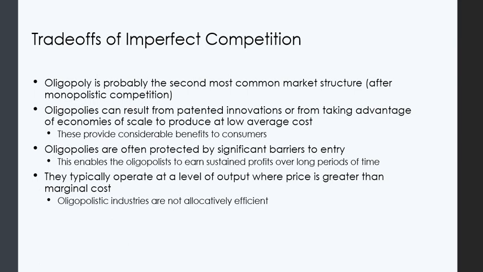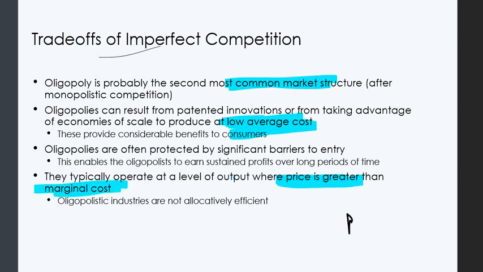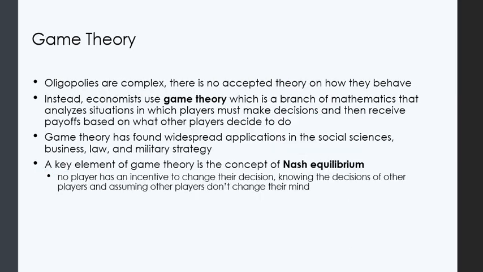Now, what are the trade-offs of imperfect competition? Oligopoly is the second most common market structure, after monopolistic competition. The advantages are relatively higher, but lower average cost is very important. And remember that in these markets, price is greater than the marginal cost, as I have done before as well. So P greater than MC is maintained. That's a very, very important situation.